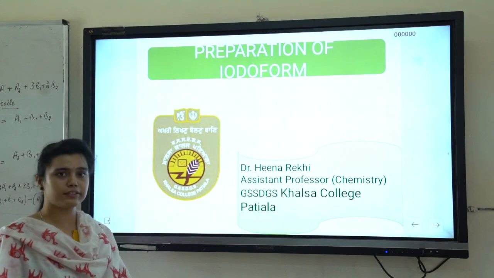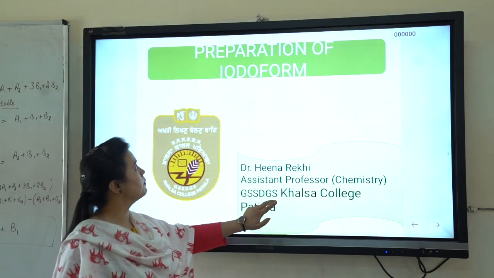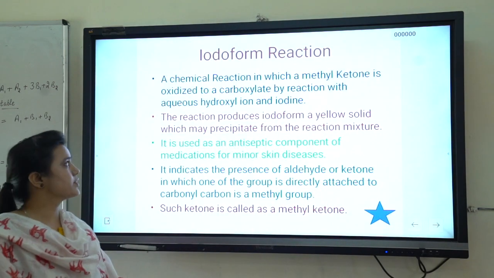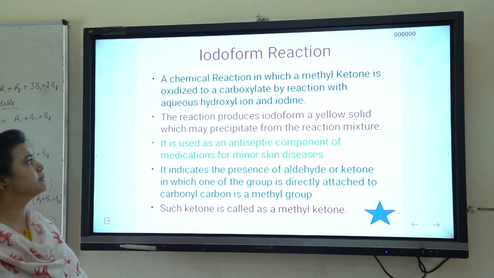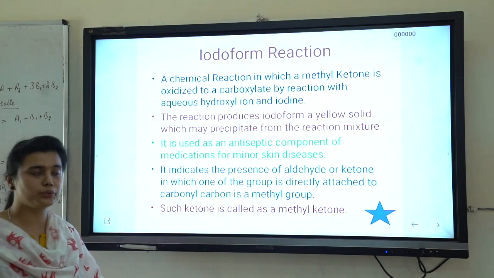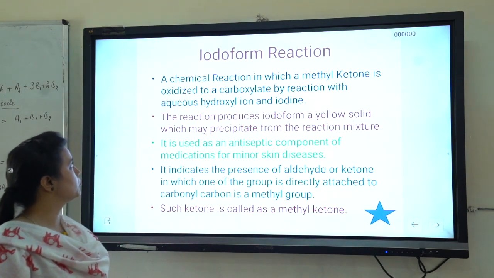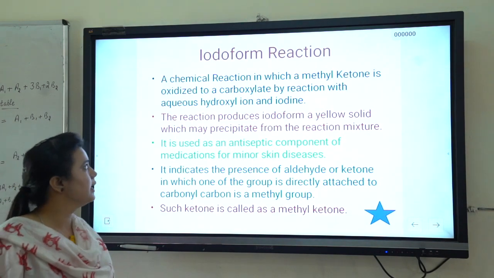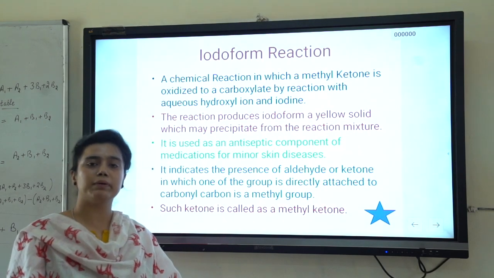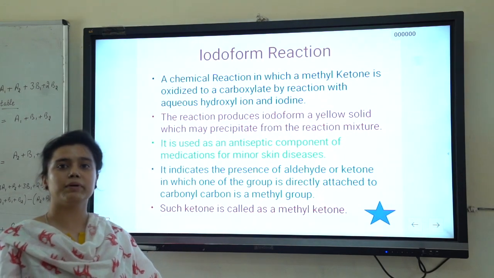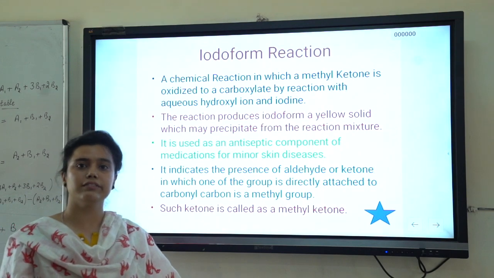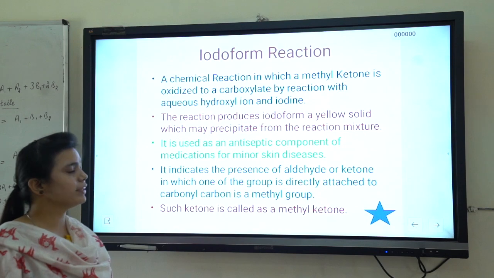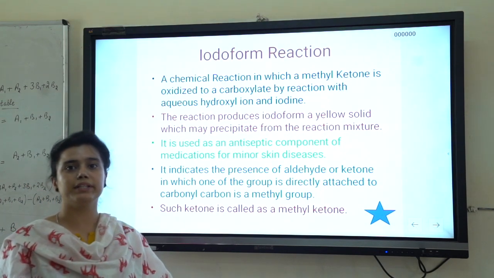Proceeding with this, firstly, preparation of iodoform. The iodoform reaction is a chemical reaction in which the methyl ketone is oxidized to carboxylate ion by the reaction with aqueous hydroxyl ion as well as iodine. So what will happen in this reaction? Firstly, sodium hydroxide and iodine react with each other to form sodium iodide solution, and afterwards it will react with acetone to form the methyl ketone.